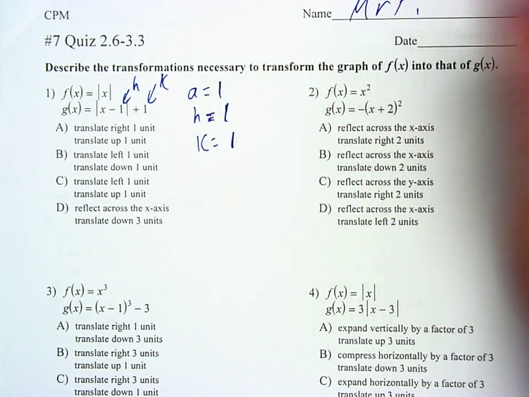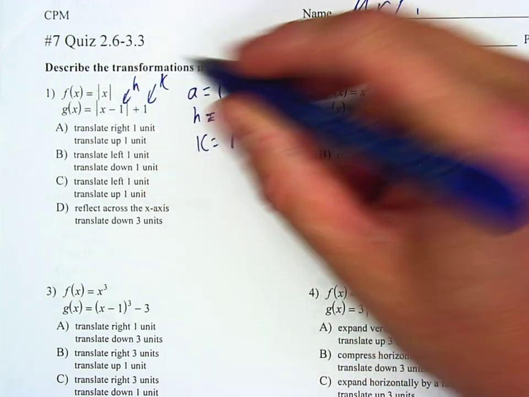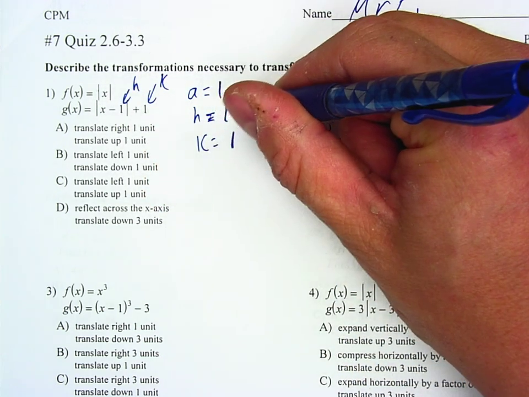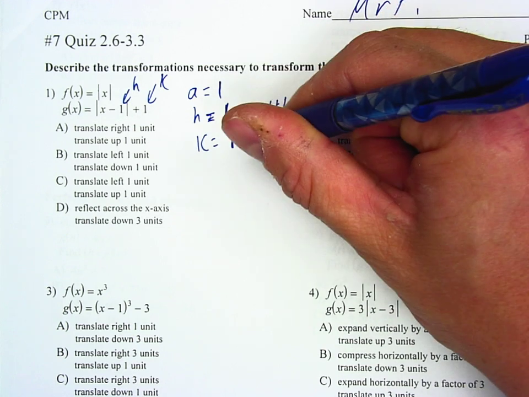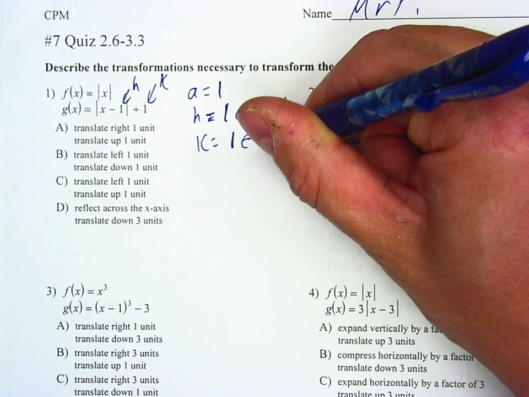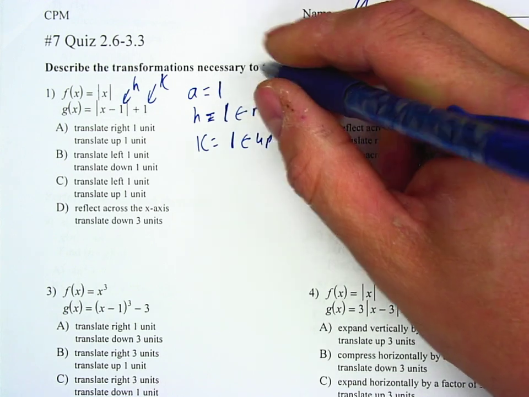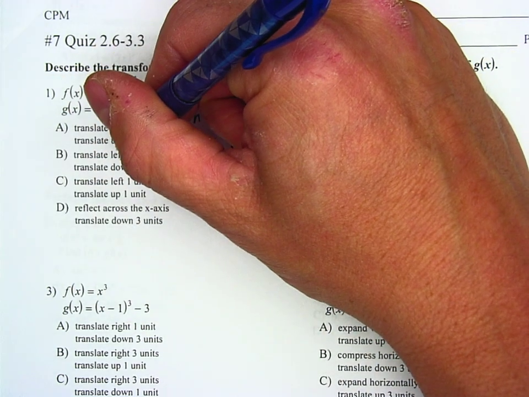Well, a being 1 doesn't change the base graph. It's the same as the base graph. But h being 1 moves its vertex right 1. And k being 1 moves the vertex up 1. So we're looking for translate right 1, translate up 1.